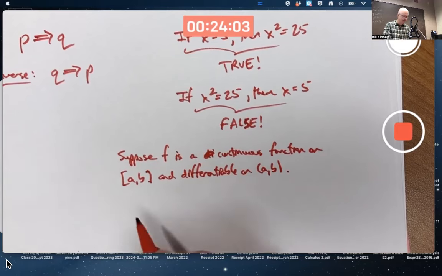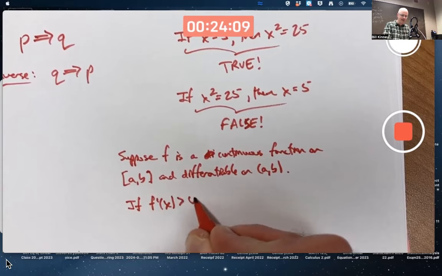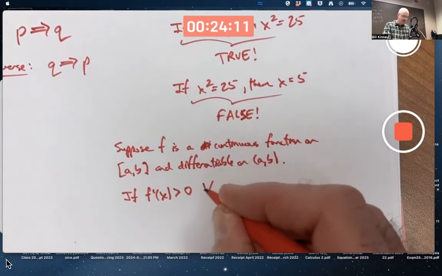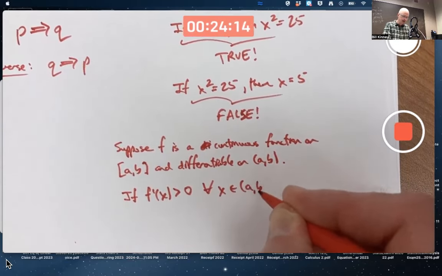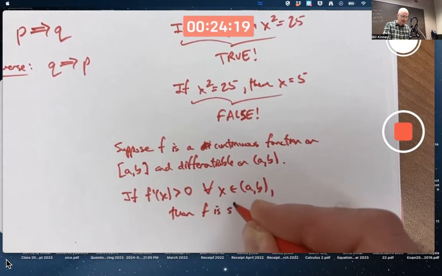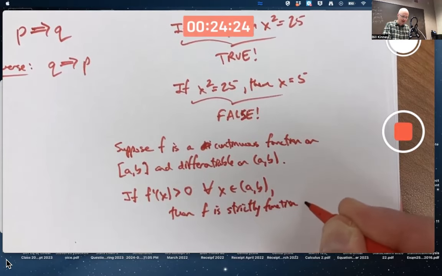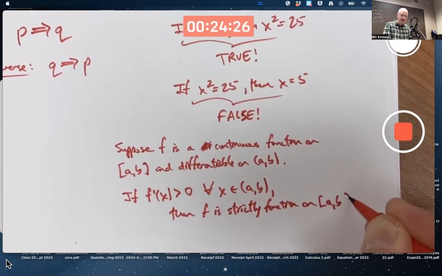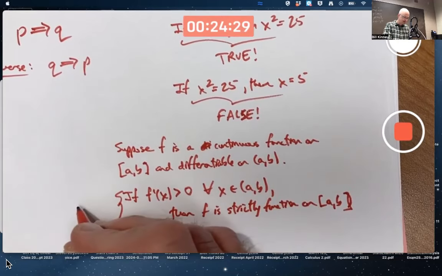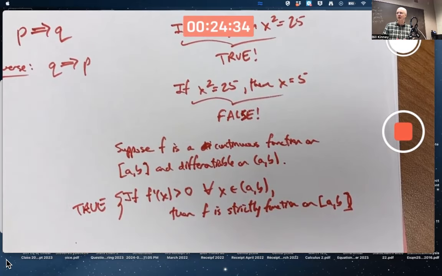Here's a true statement. If f prime of x is always positive for all x in the open interval from A to B, then f is a strictly increasing function, actually on the closed interval from A to B. That's a true statement. Calculus books usually label that the increasing function theorem. If the derivative is always positive, the function's got to be going up.